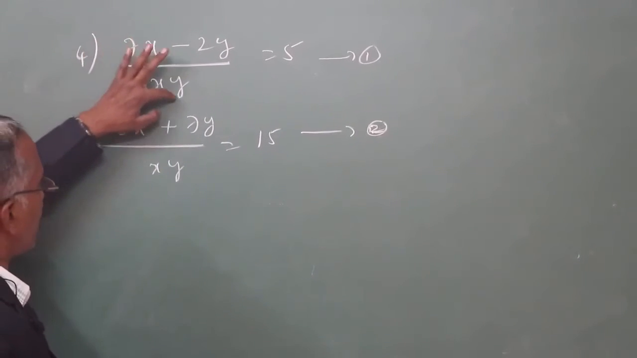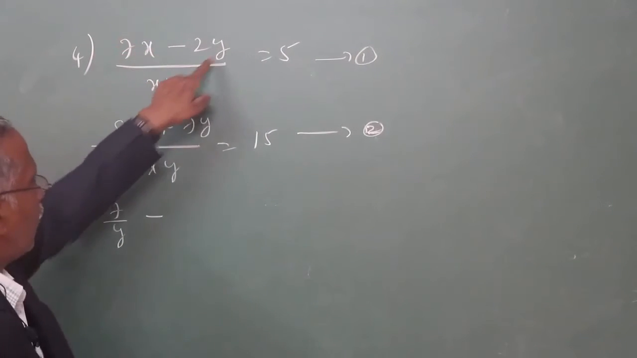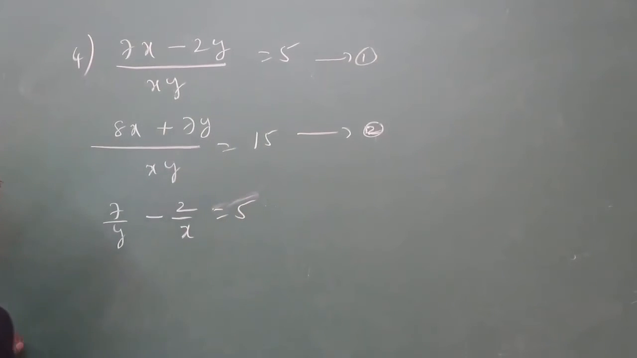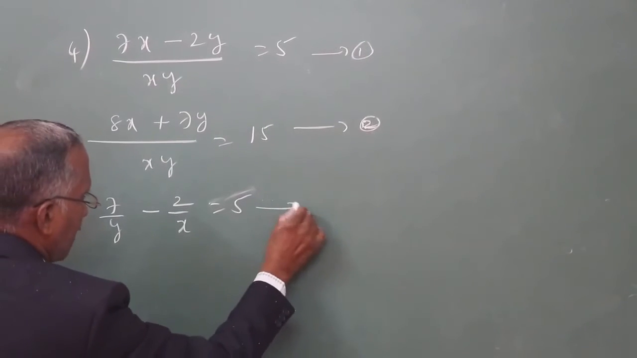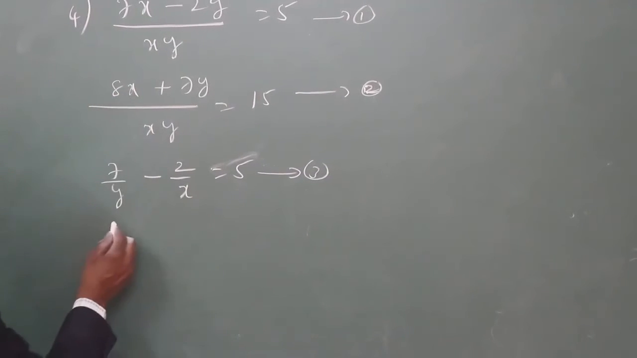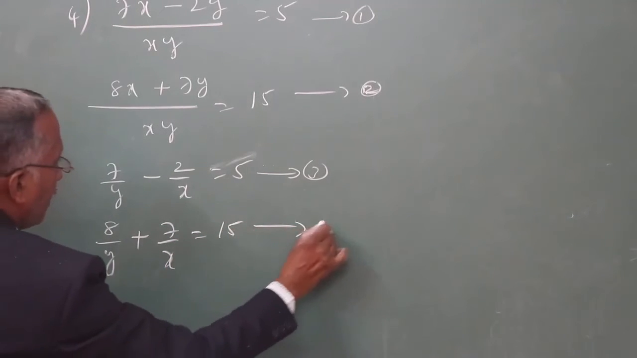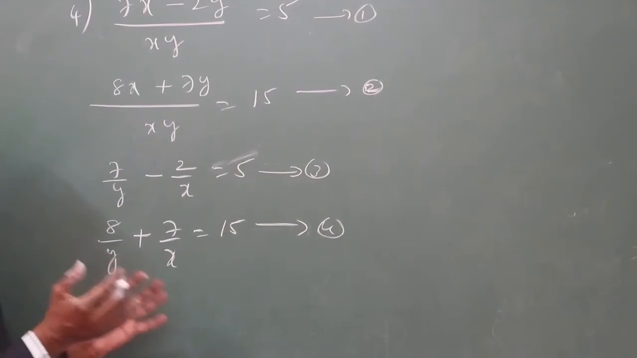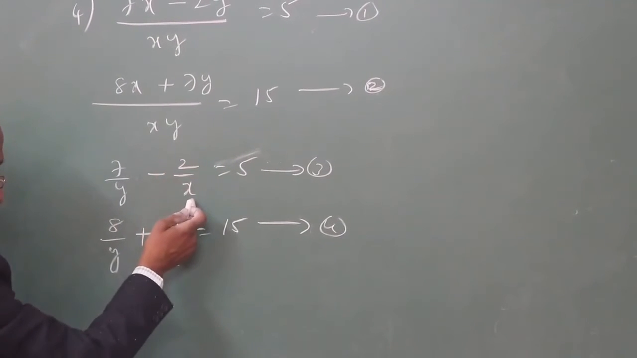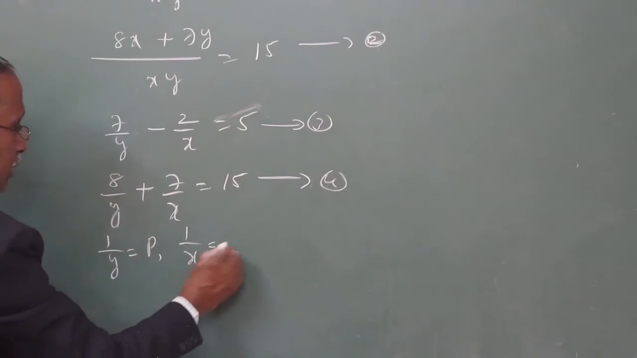If I divide these terms by xy, x by x gets simplified, then you can get 7 by y minus 2y by xy, y by y gets simplified, 2 by x, which is equal to 5. We have got it now. Similarly, equation 3 you can take. In the second equation, if I divide 8x by xy, x by x gets simplified, 8 by y plus 7 by x, which is equal to 15, equation 4. But bring them into the form of linear equations. If I take 1 by y is equal to p and 1 by x is equal to q.